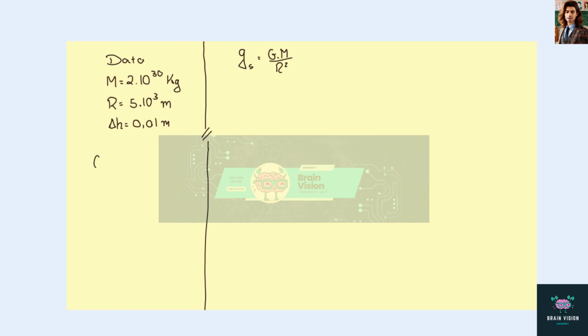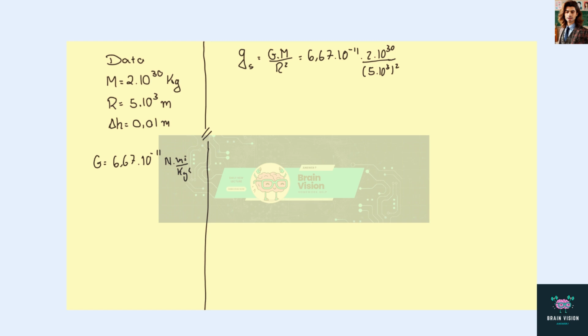If we forgot, the Newton constant is equal to 6.67 times 10 to the minus 11 newton meters squared per kilogram squared. Then, on the surface of that star, the acceleration of gravity is equal to 6.67 times 10 to the minus 11 times 2 times 10 to the 30 divided by the radius squared. So, 5 times 10 to the third, squared.